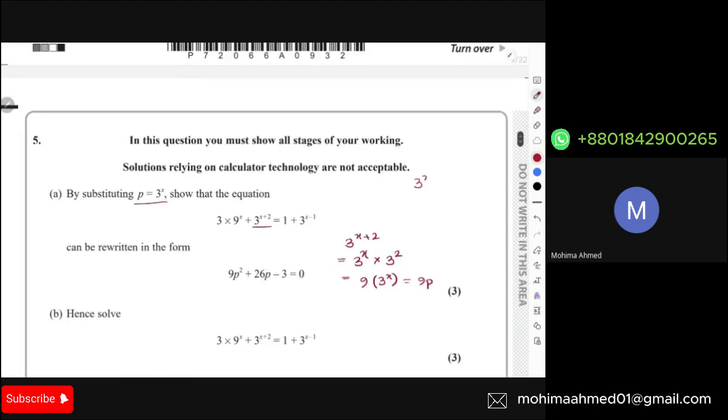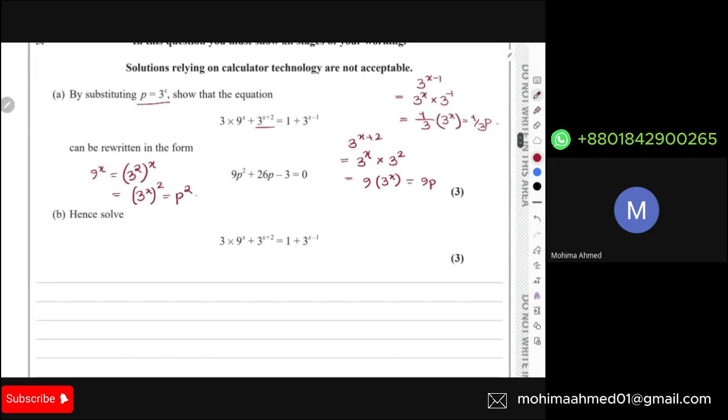Again, for 3 power x minus 1, this indicates 3 power x multiplied with 3 power minus 1. Now 3 power minus 1 is 1 over 3, and then 3 power x, so we get 1 over 3 p. For this 9 power x also, if I want to split it down, 9 power x refers to 3 square power x, so I can write this as 3 power x square, so eventually you get p square.